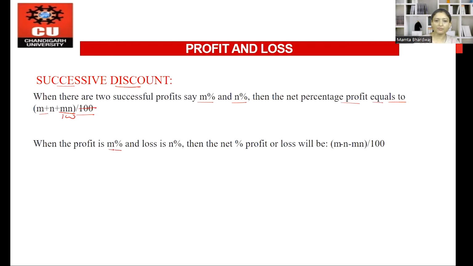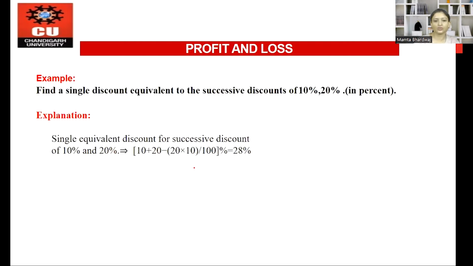And when profit is M% and loss is N%, then the net profit or loss will be equal to M minus N. Whenever there is a profit, we will use the plus sign, and whenever there is a loss, we will use the minus sign. And if two successive discounts are there, let's say D1 and D2, right?